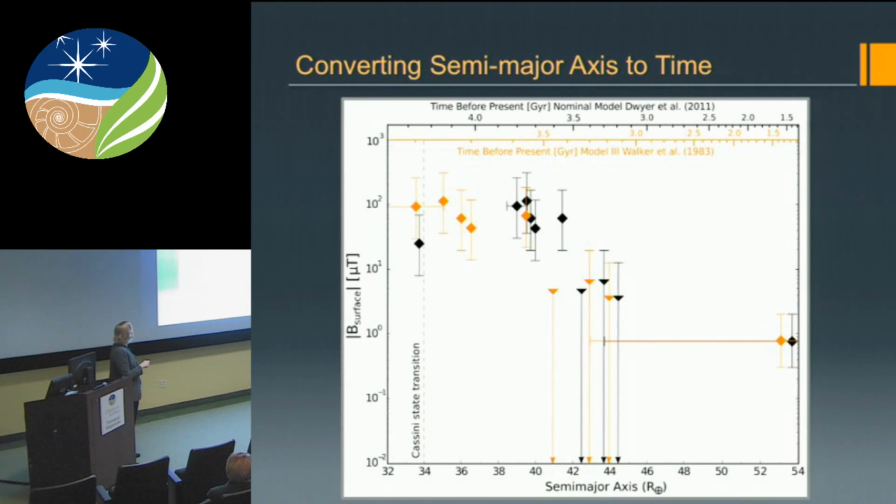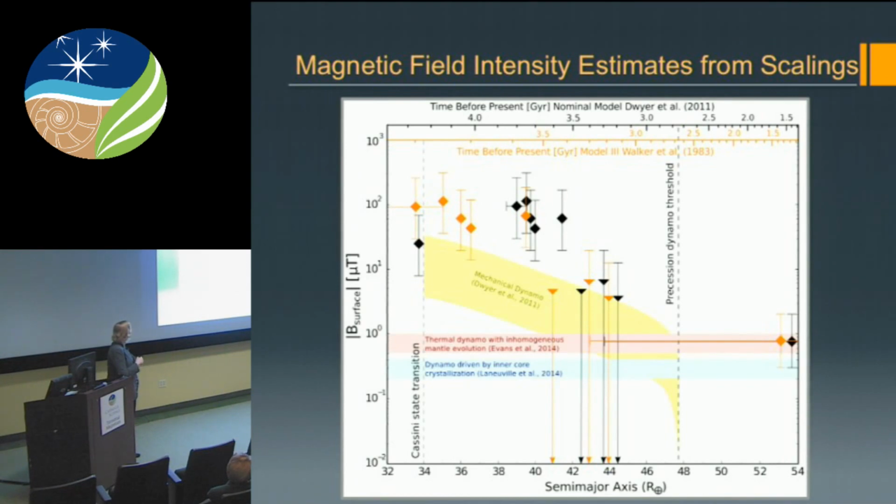Okay? So if you believe the model by Walker, 1983, then you believe that these points fall at these locations rather than at the black locations. They're the exact same data, just plotted on two different scales. And we did this so that we could compare to our model. All right? So here's where our model is, and here's where the previous work had suggested. For example, here was the thermally driven scenario, here was the inner core crystallization or compositionally driven dynamo scenario, and here was that Dwyer et al. precessionally driven, mechanically driven scenario. Okay? So those were the intensities that were expected from scaling laws.